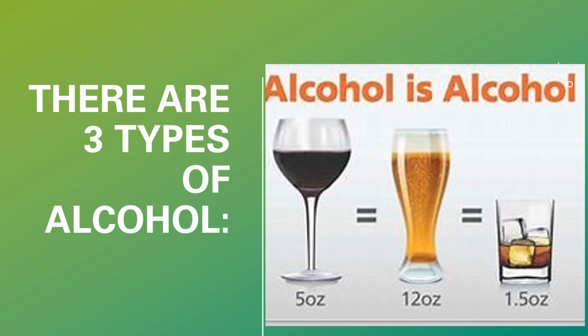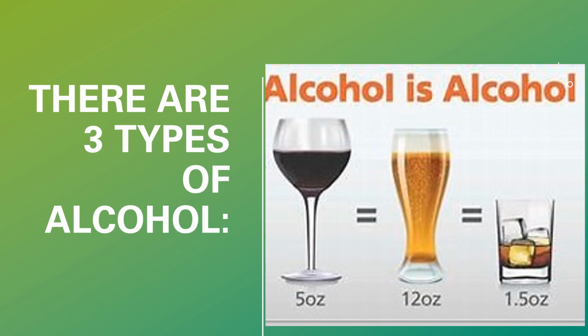Okay, so think. Was it Herman with his 12 ounces of beer? Was it Hobart with his 5 ounces of wine? Or was it Oscar with 1.5 ounces of liquor? Okay, the answer to this riddle may surprise you. All 3 drinks contain the same amount of alcohol per serving. So they all pack the same punch.